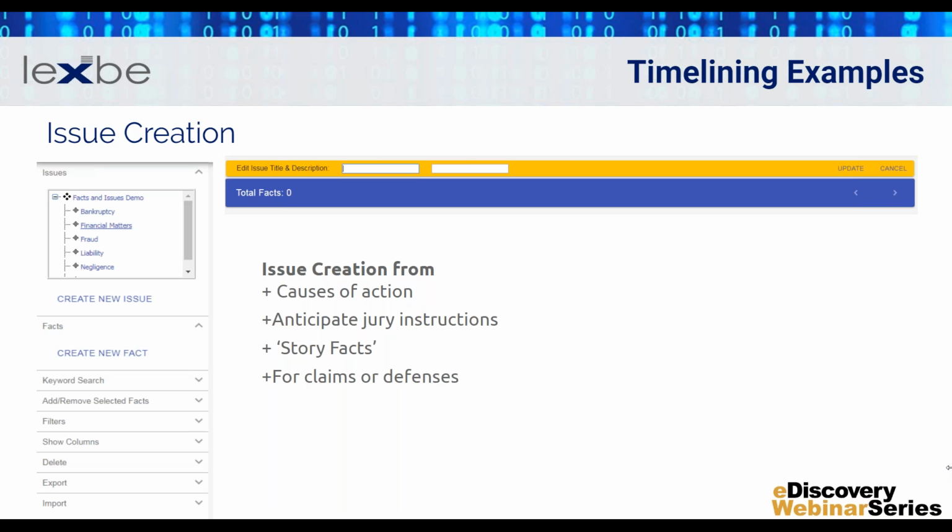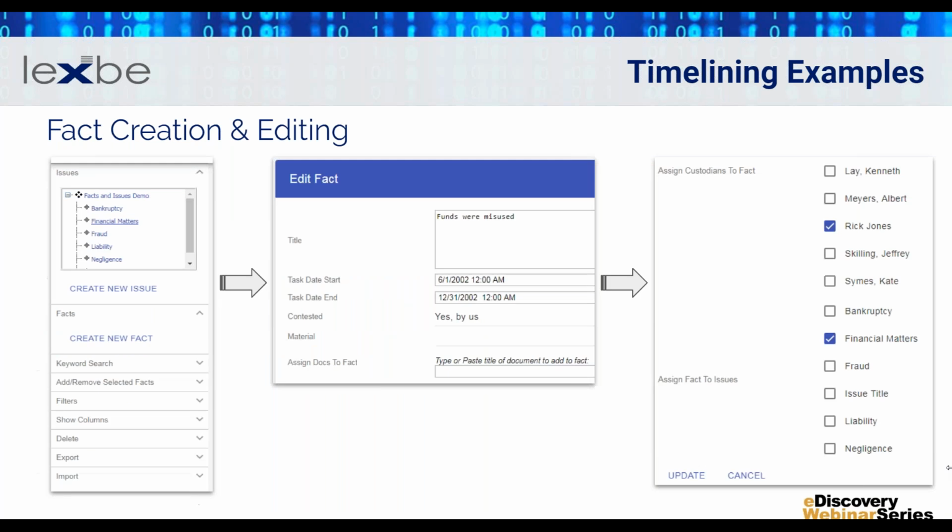So my next slide is an example of where you begin. Issues are created based on causes of action or those anticipated jury instructions, those story facts that I talked about, and then the issues can also be related to claims or defenses. So it can be styled in a few different ways. On my next slide is an example of creating a fact. So once the issues have been set up and structured, you can create facts as subparts of those issues.